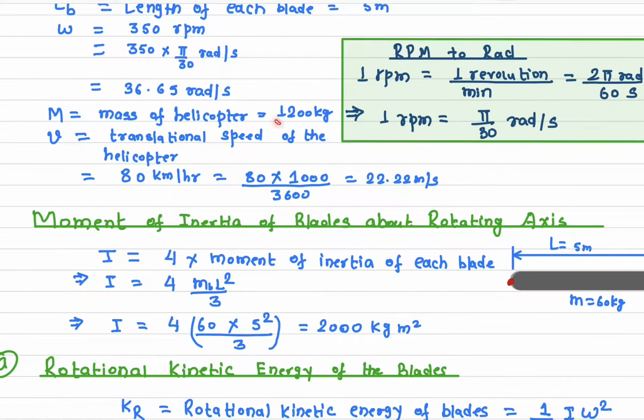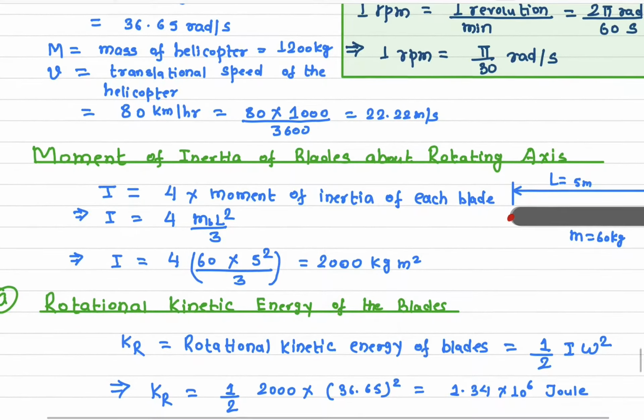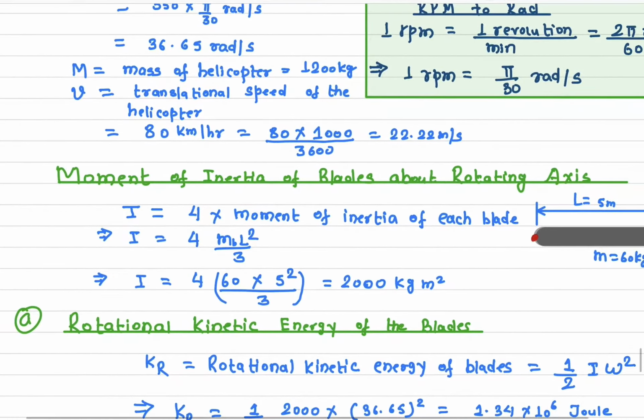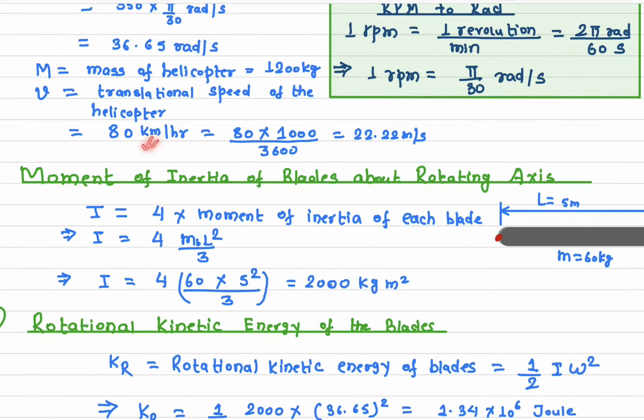The mass of the helicopter, including the blades as well, is 1200 kilograms. And the translational speed is given as 80 kilometers per hour. We need to change 80 kilometers per hour to meters per second. So 1 kilometer corresponds to 1000 meters and 1 hour corresponds to 3600 seconds. If you simply do the math, you'll get 22.22 meters per second. That means in 1 second, it moves about 22.22 meters.